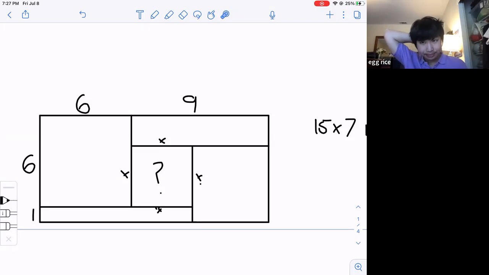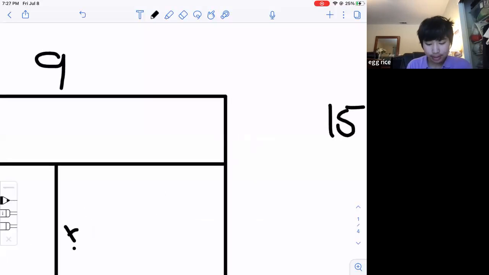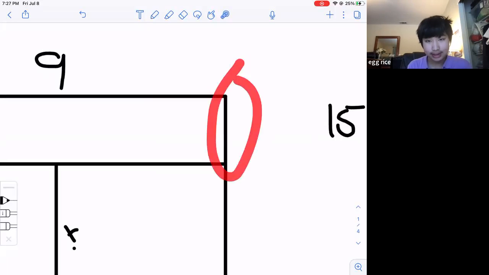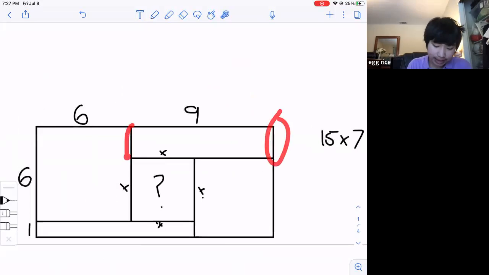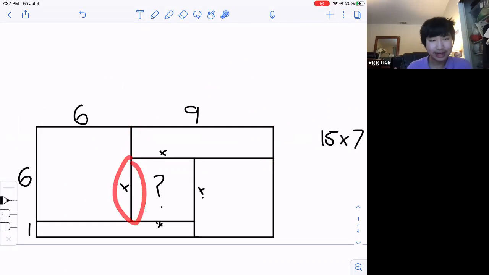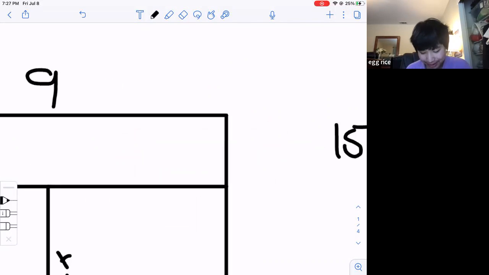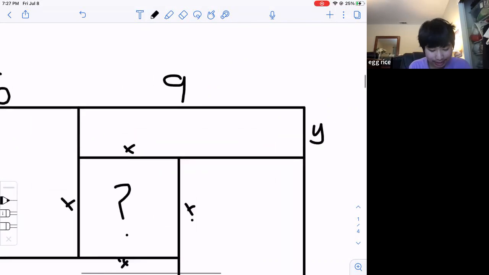Okay, as I mentioned before, we do not know what this length here is, right? If we knew what it is, then we would easily be able to find x. But since we don't know what this is, let's just call it a new variable. It's kind of boring, but I'll just call it y.